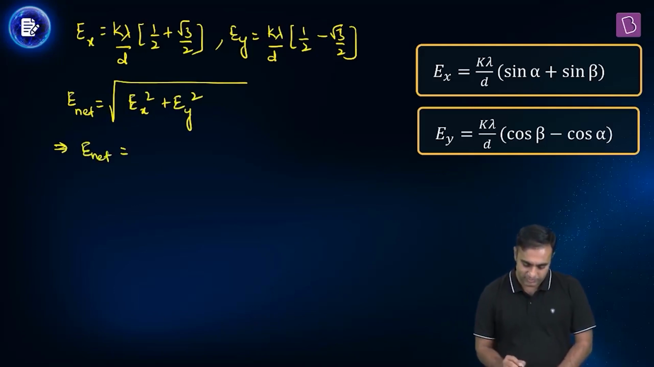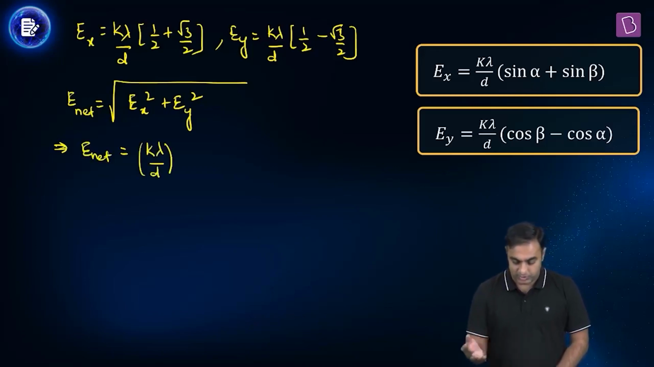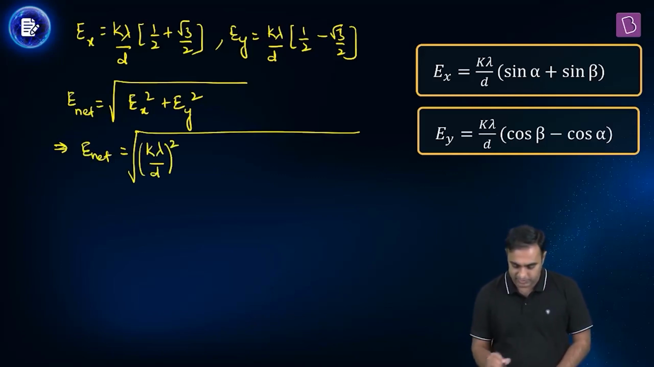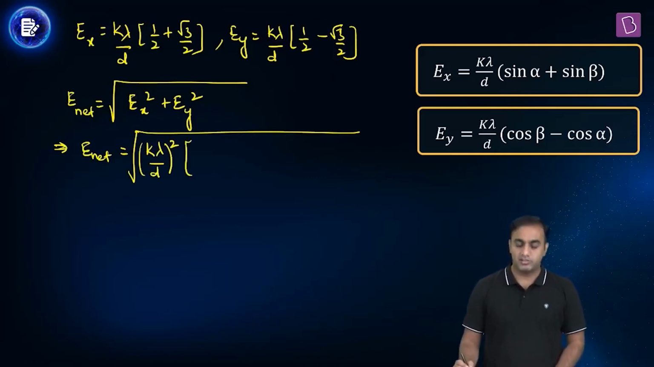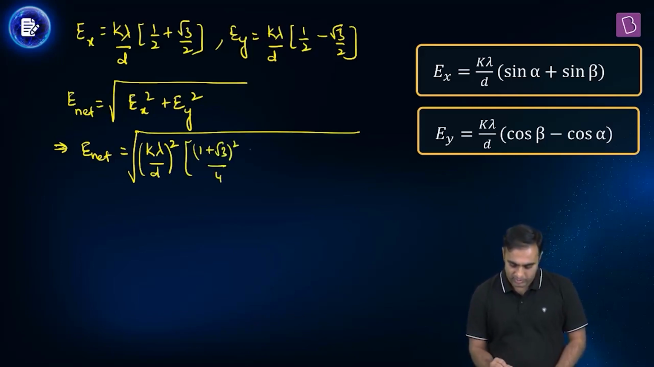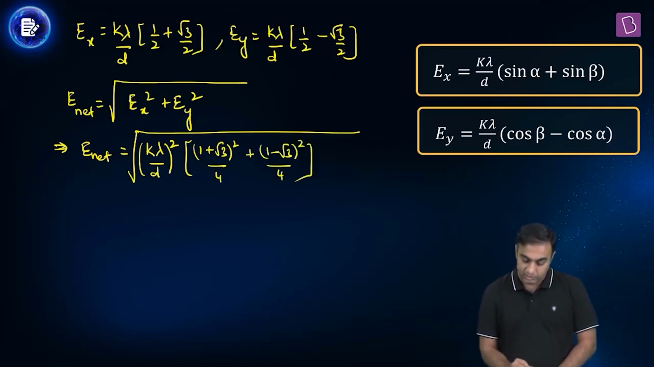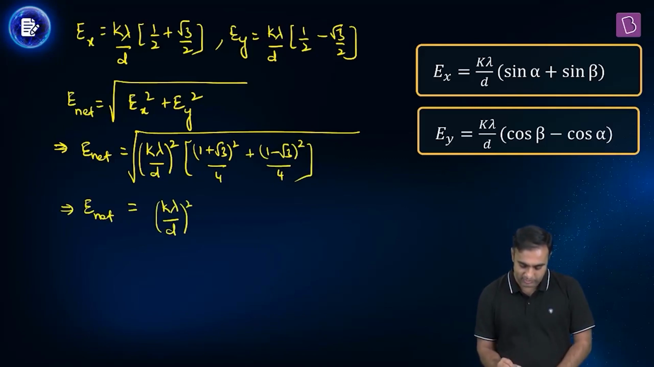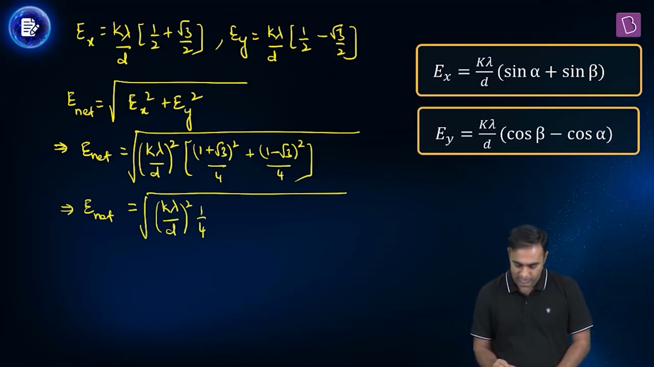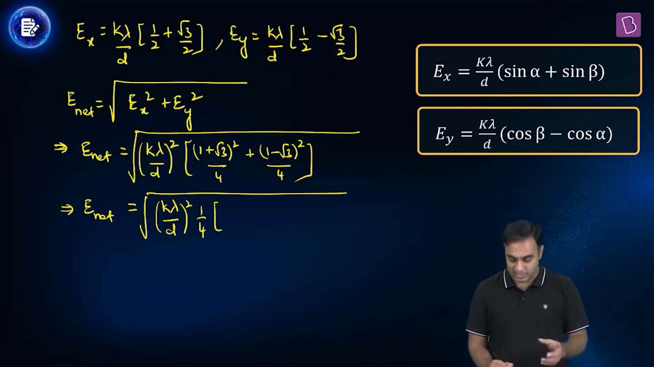E net will be k lambda by d, a constant from both the terms, square it and keep it as it is, into, here you will have (1 plus root 3) whole square by 4 plus (1 minus root 3) whole square by 4. You can also take that 4 in the denominator common. So it will be (k lambda by d) whole square into 1 by 4 and the square root into, now square it, expand it and then sum it up.